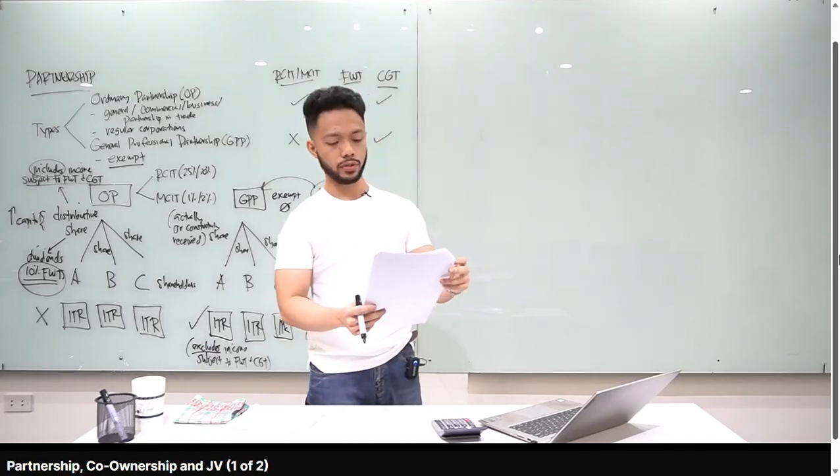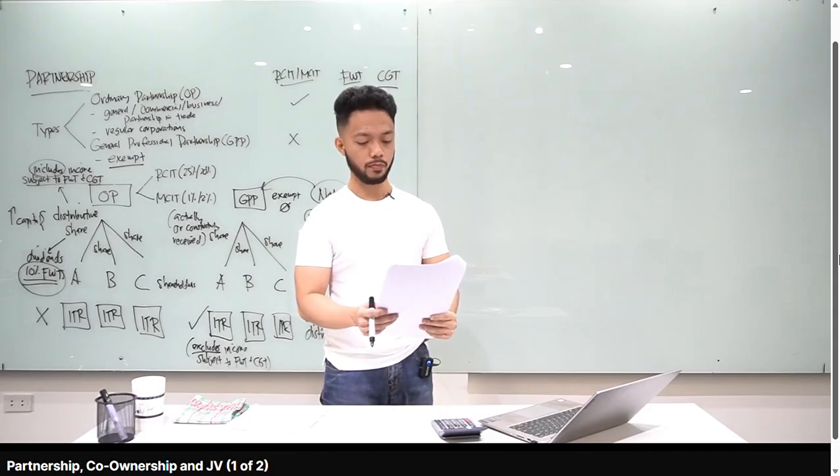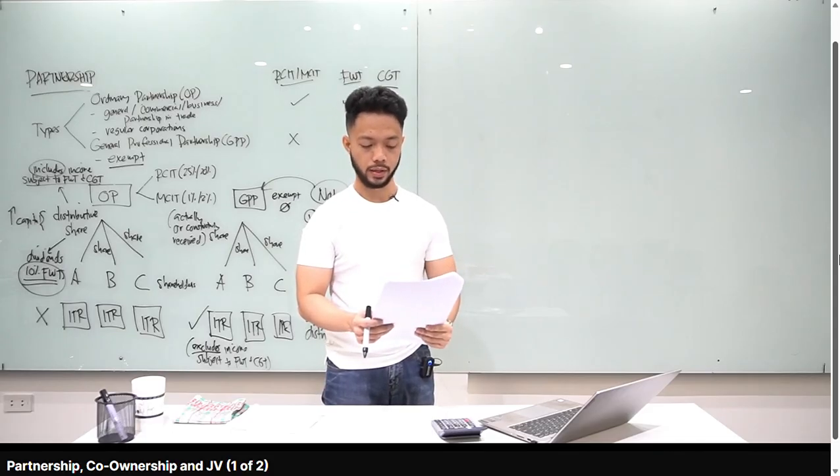Okay, AB and company partnership had the following data for 2021. Gross income from professional services, 2.5 million. Expenses, 800,000. Personal data of partners A and B. Gross income, 1 million. Deductible expenses, 350. Okay, and then GPP siya.